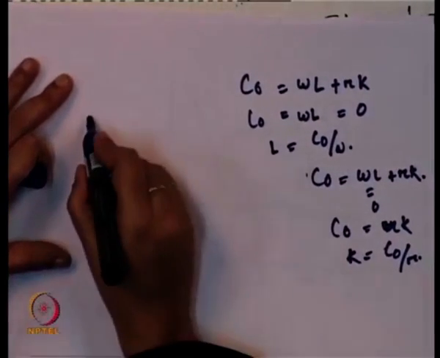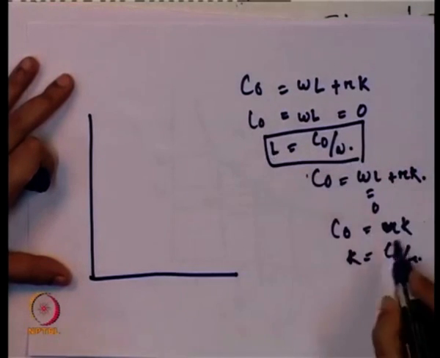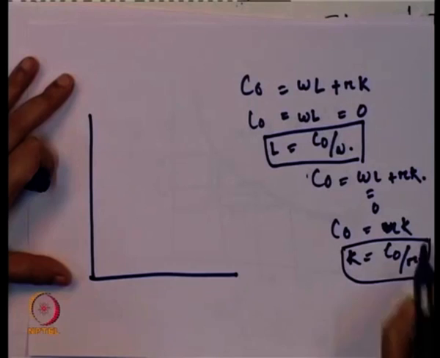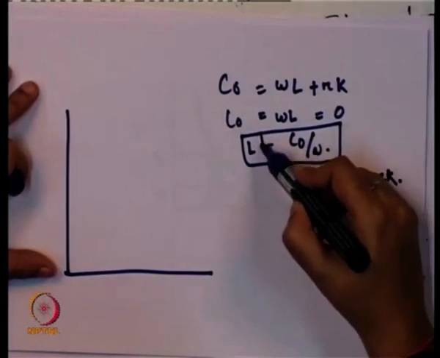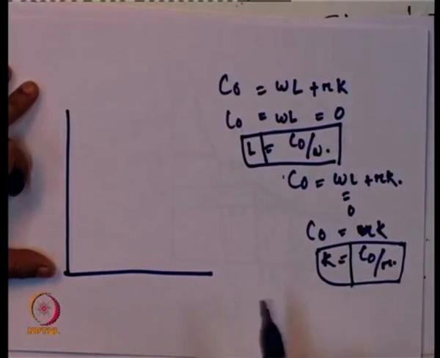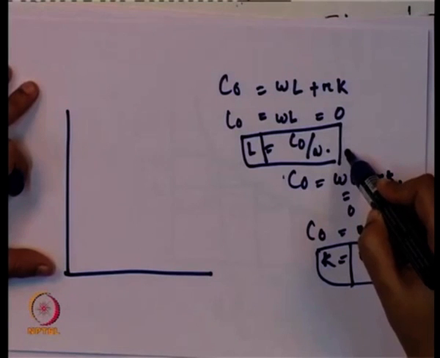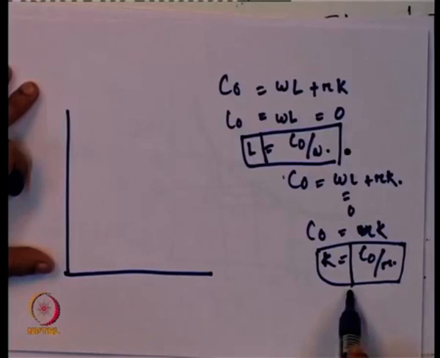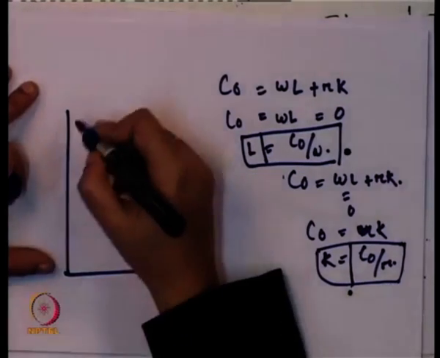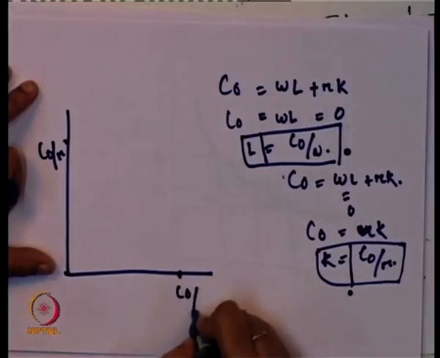So, if you plot this now, with the help of this we get two extreme points. The firm is just spending the entire money on labor or just on capital. In this case the firm is producing the output Q only with the help of labor. In this case the firm is producing output only with the help of capital. So, that is the reason we get a value here, that is C0 by R, and here C0 by W.